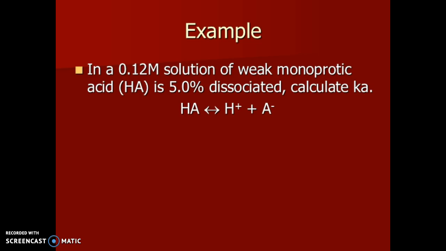And what we're told is that it's 5% dissociated. In other words, 5% of its concentration is going to go forward to making products. And we're asked to calculate the Ka.